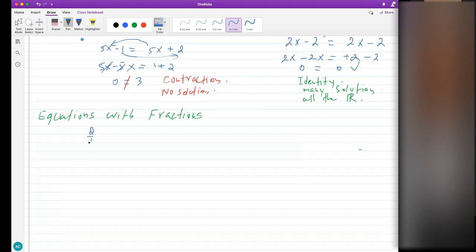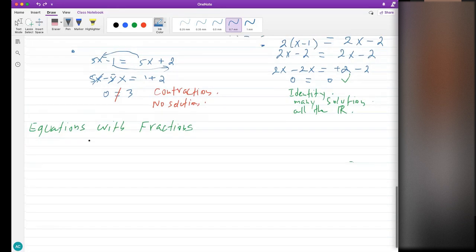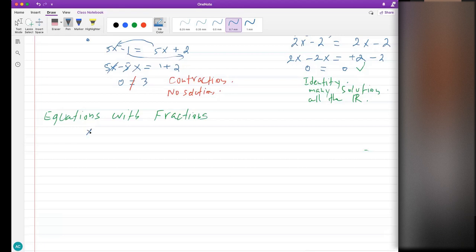Let's say x over 2 equals 3. So that's a simple first degree equation. You want to get the x by itself. What do you think you do here to get the x by itself? Multiply by the reciprocal. That's right. So the x is not by itself. We need to cancel this. We have a division between x and 2. The opposite of division is multiplication.